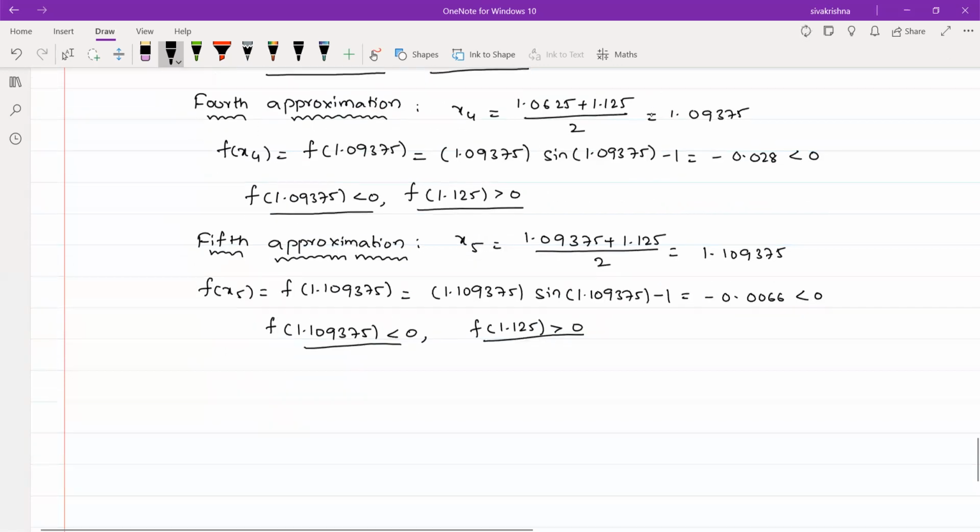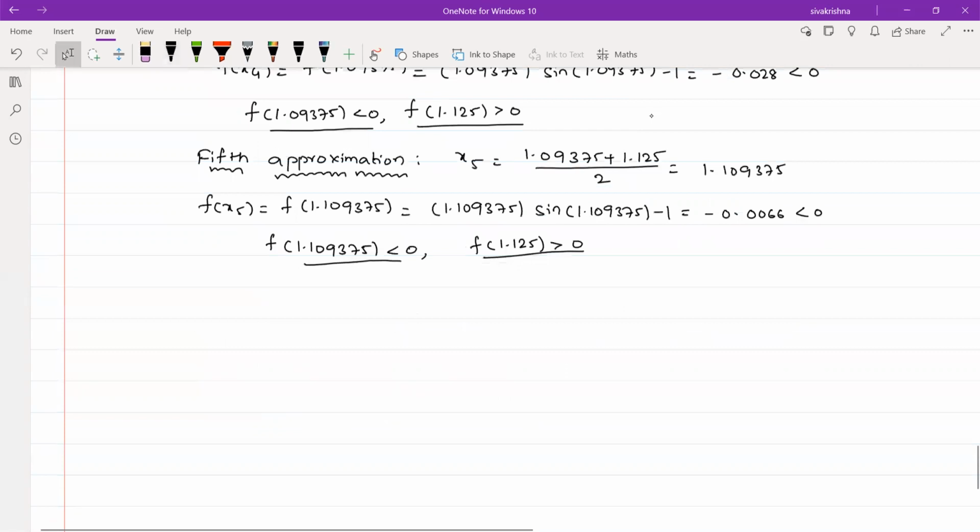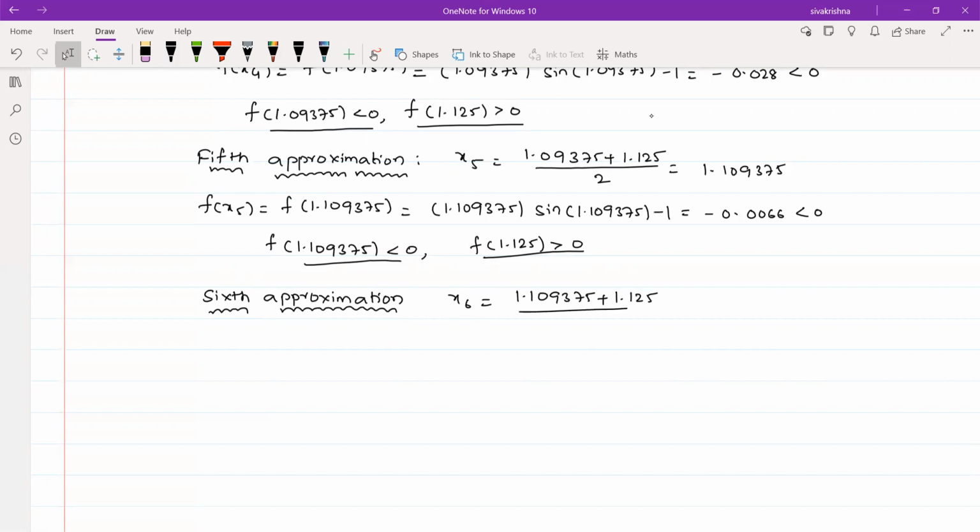That is the sixth approximation, x6. x6 is equal to the average of the two numbers, that is 1.109375 plus 1.125 by 2. When we apply the average of those two numbers, we get 1.1171875. This is the sixth approximation.